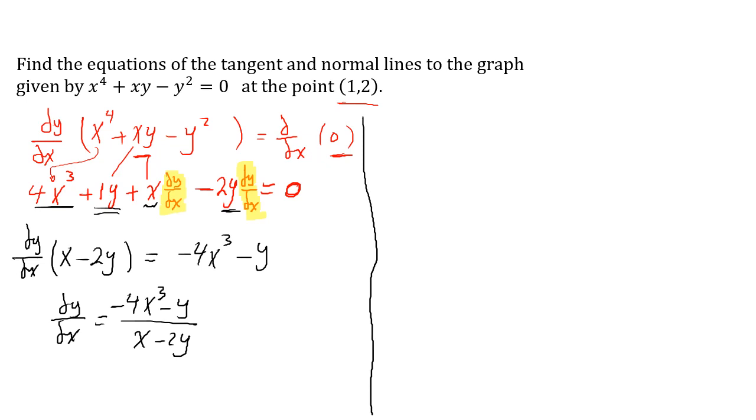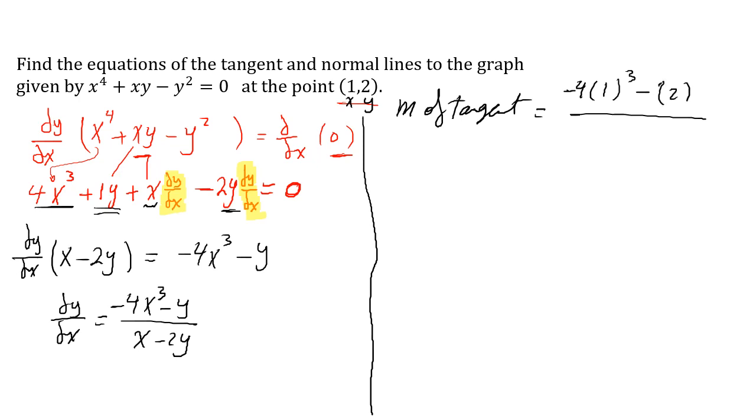I wanted to find the equation of the tangent, so I'm going to find the slope of the tangent at the point 1 and 2. So x is equal to 1 and y is equal to 2. So slope is equal to negative 4 multiplied by 1 to the power of 3 minus y, which is 2, over x, which is 1, minus 2 times 2. So it's equal to negative 4 times 1 is negative 4, minus 2 is negative 6, divided by 1 minus 4, which is negative 3. So it's equal to 2. So the slope is equal to 2.